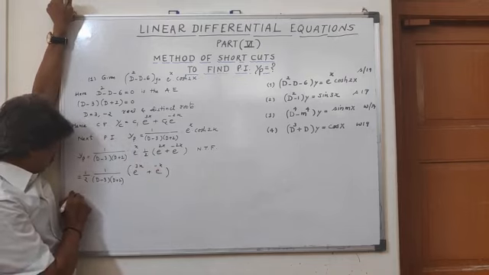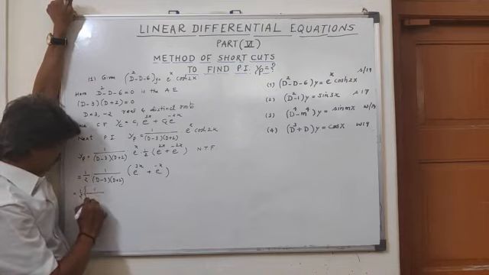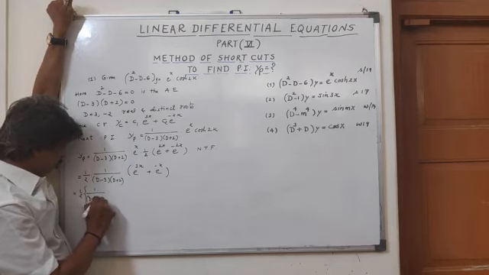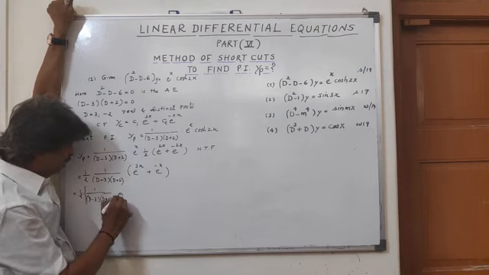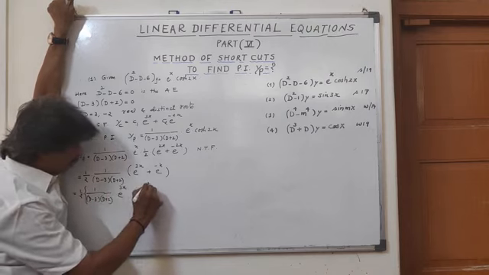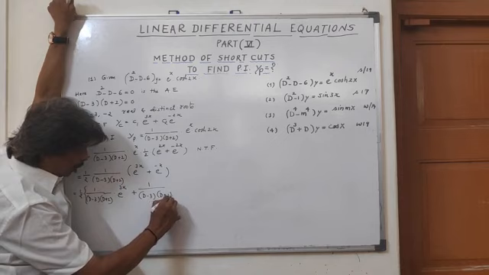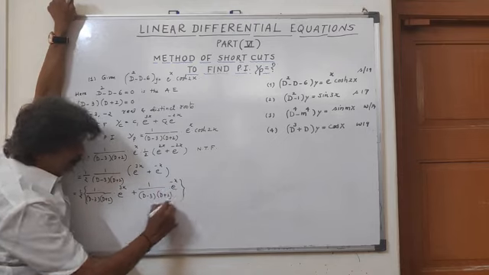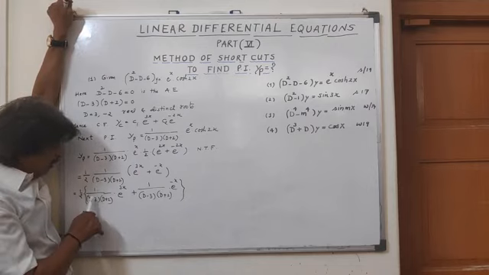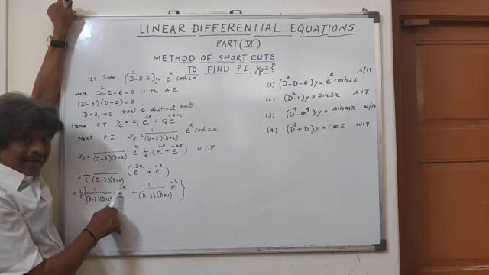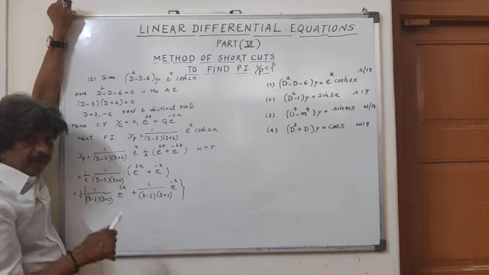That is further equal to 1 by 2 times 1 upon D minus 3, D plus 2, separately operating on the first and second exponential terms, which is e raised to power 3x, plus 1 upon D minus 3, D plus 2 operating on e to the power minus x. Now, this is the shortcut method. Here, 1 upon f of D into e power ax is always equal to 1 upon f of a into e power ax.